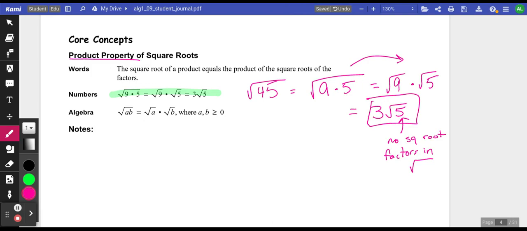Okay, so we're going to have a couple different examples. I don't love all the examples it has in the student journal. We do a couple different types of problems than the student journal does, and then the student journal does a bunch of really complicated things. So I'm just going to give us a bunch of examples here.